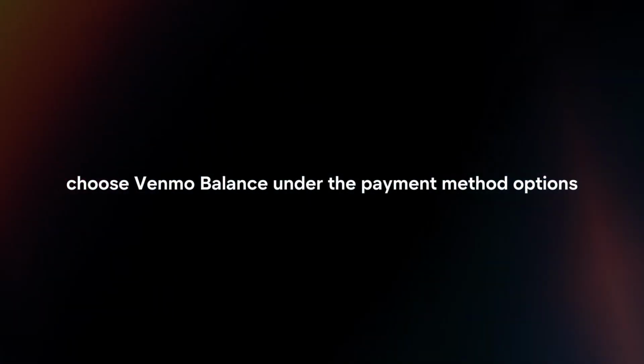Select recipient. Enter the username, phone number, or email address of the person you want to send money to in the search bar. Select their name from the search results. Enter amount. Input the amount you want to send to the recipient. You can also add a note to the transaction for clarity. Choose Venmo balance. Under the payment method options, select your Venmo balance as the source of funds for the transaction.